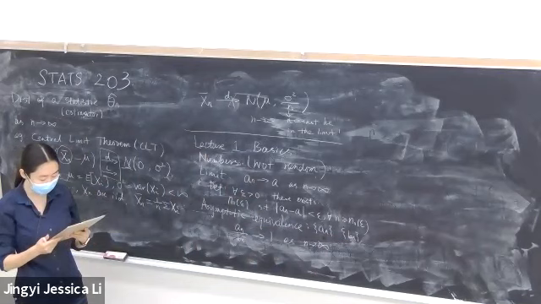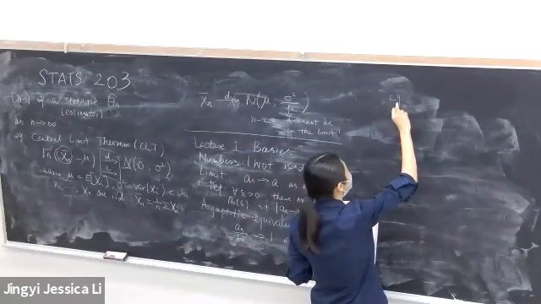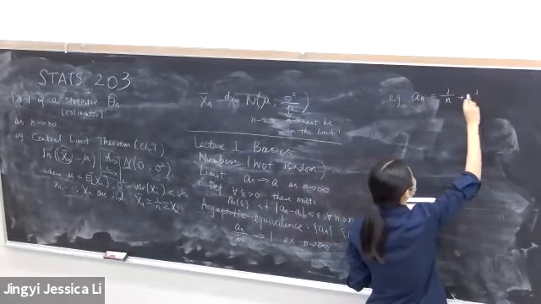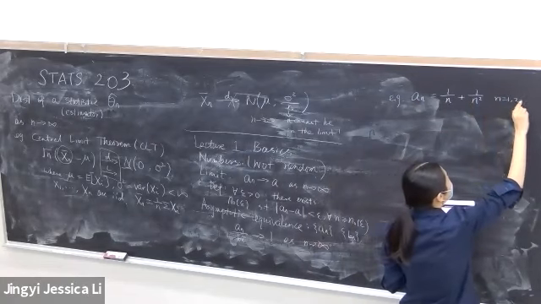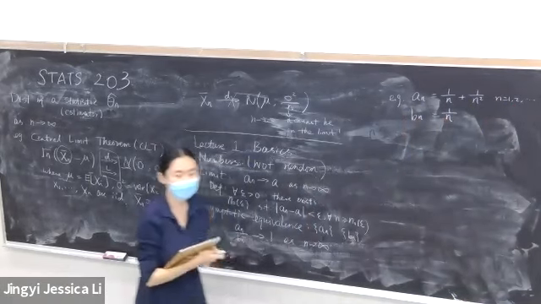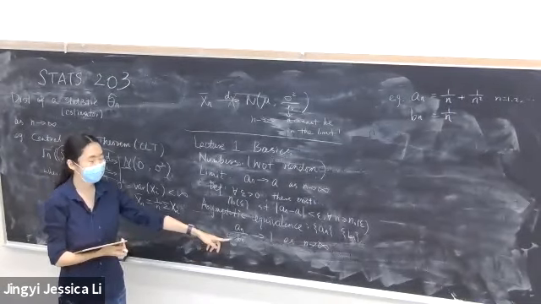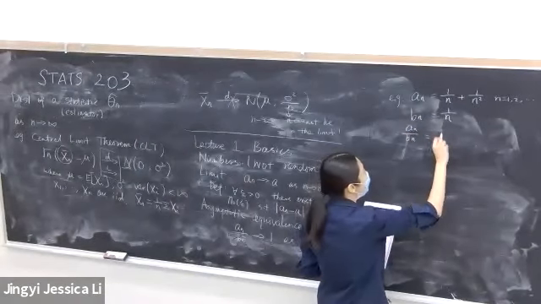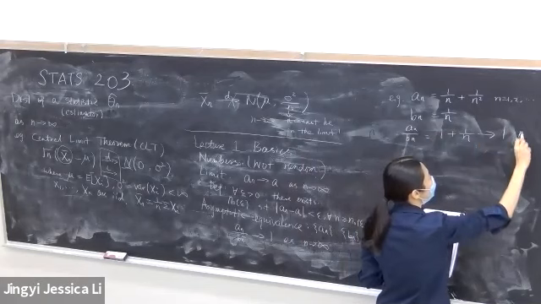Can I give you an example of what this might be? One example is that an is 1 over n plus 1 over n squared, and here n are just integers, 1, 2, and so on. And bn is 1 over n. In this example, if you do a simple division, an over bn, you get 1 plus 1 over n, right? And then as n goes to infinity, it goes to 1.